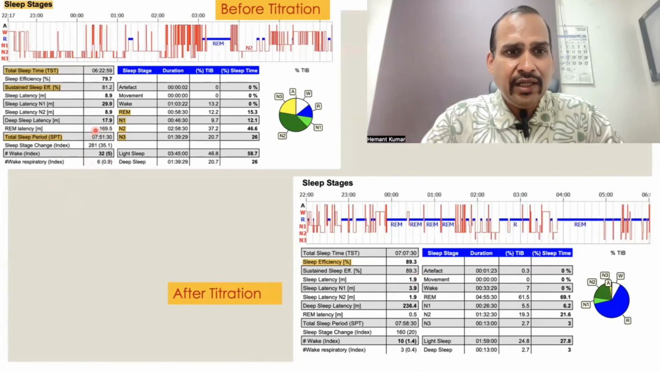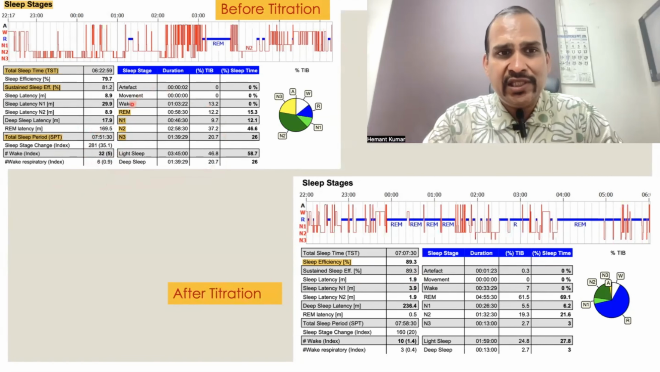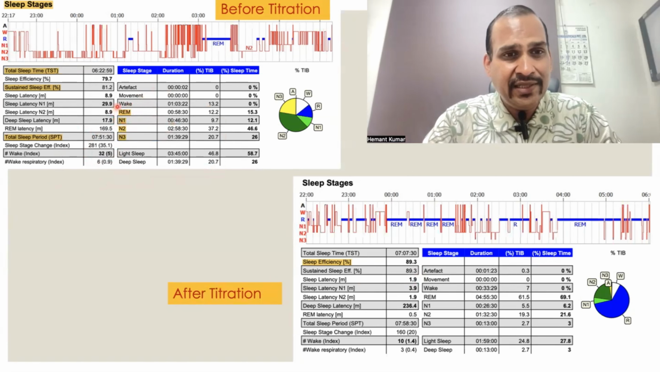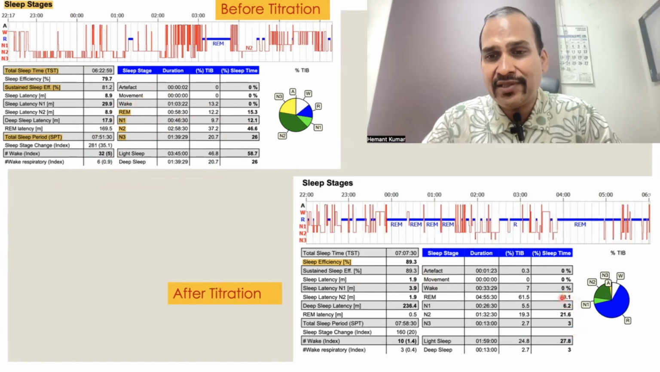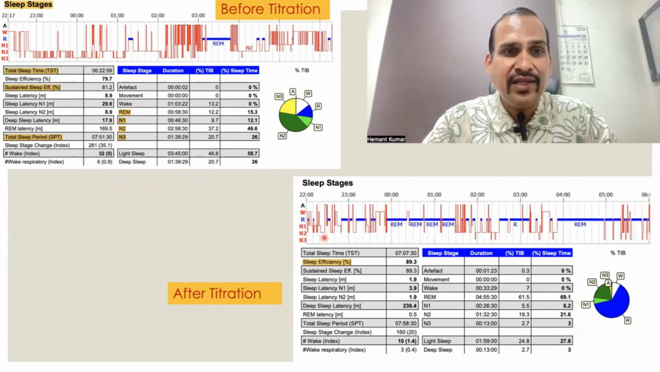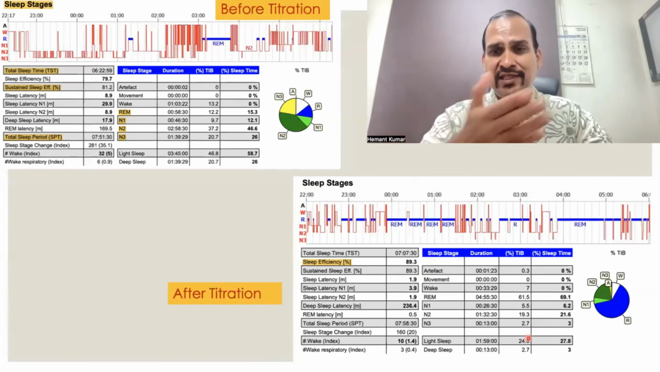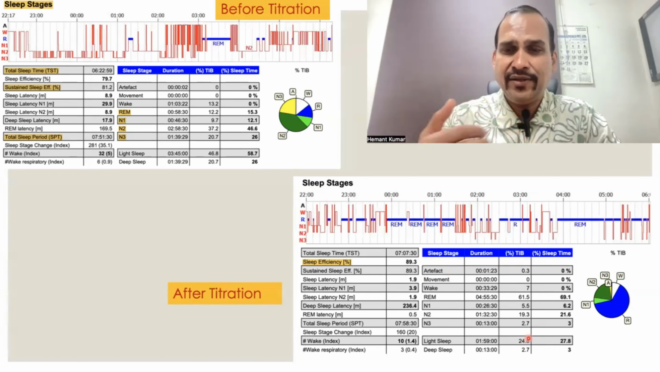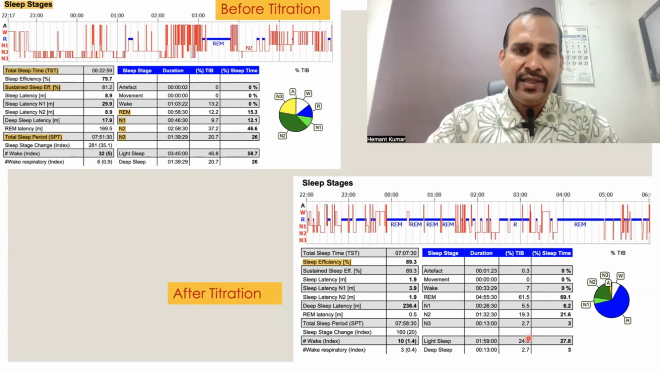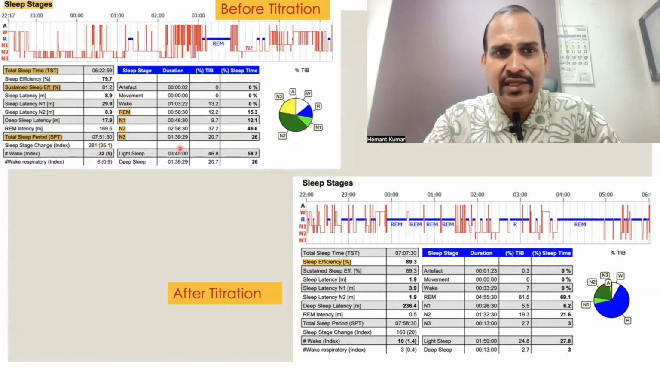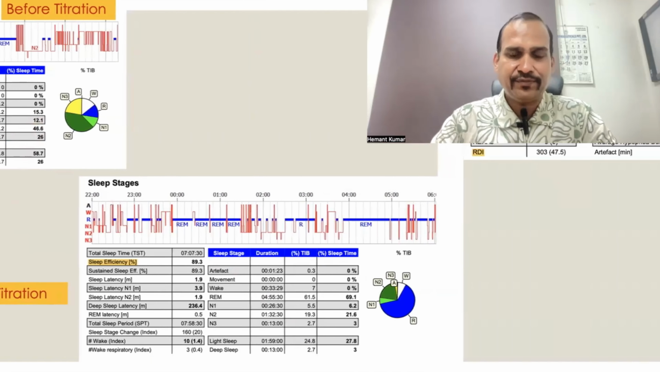Now we have to see the individual sleep stages. Surprisingly, the patient had REM sleep of 15%, but after titration, after CPAP, it was 69.1%. Deep sleep was 26%, and it reduced to 3%. So these are the sleep changes with titration. In titration, the patient's sleep efficiency has increased and REM sleep has increased. So this is good sleep efficiency, I would say.